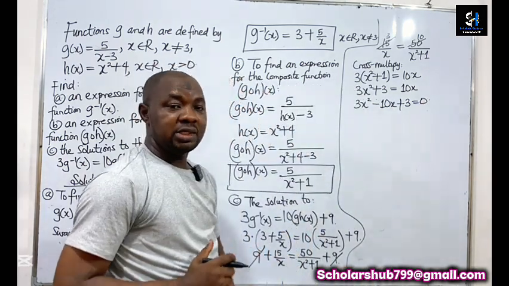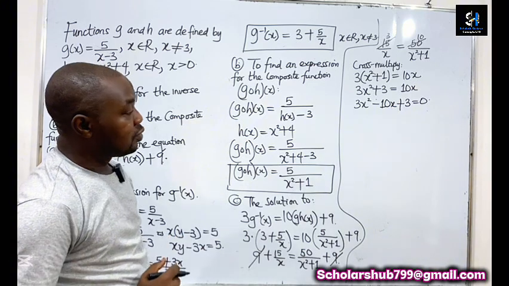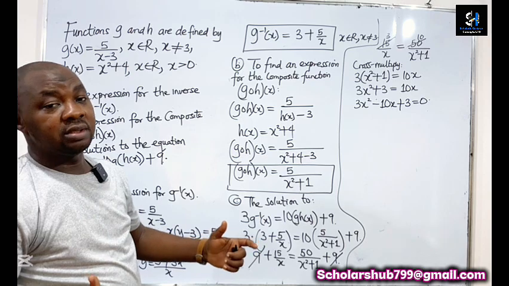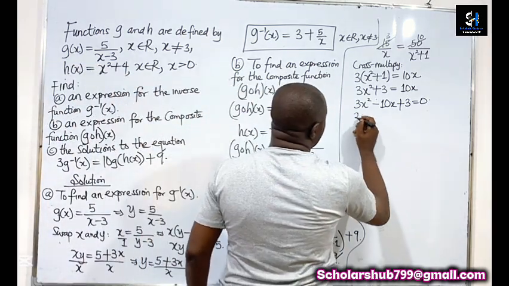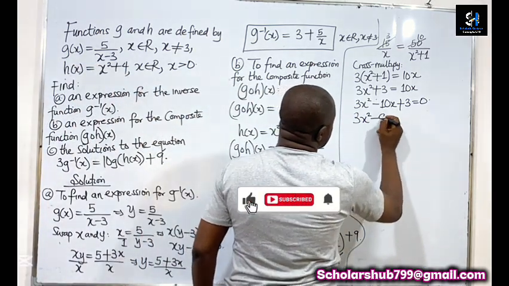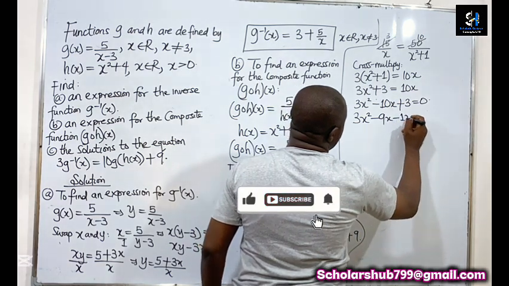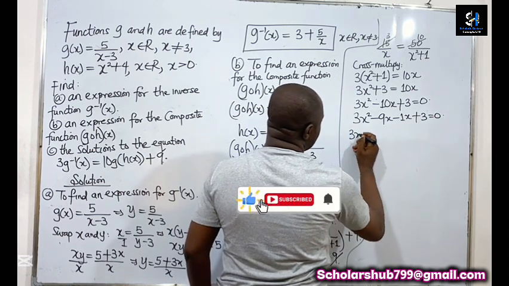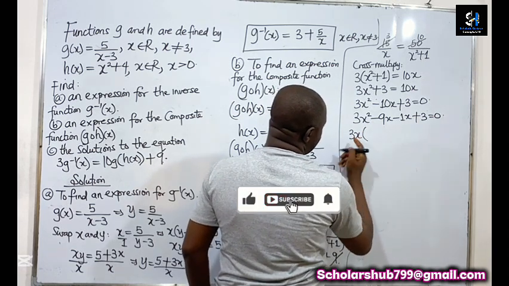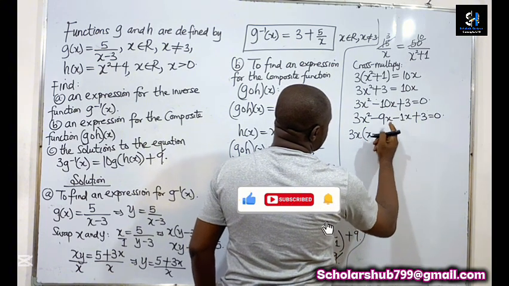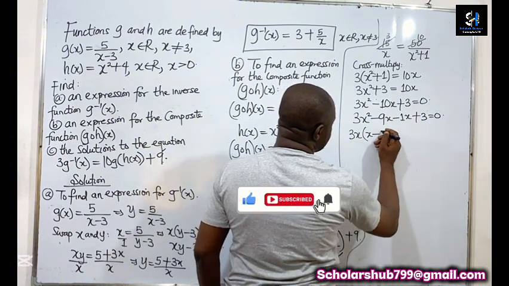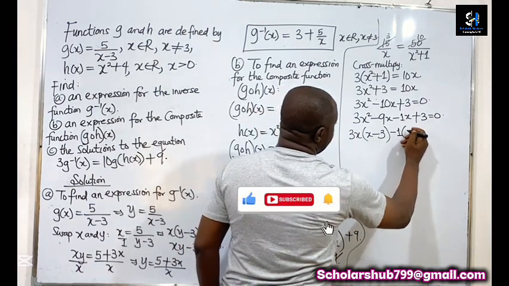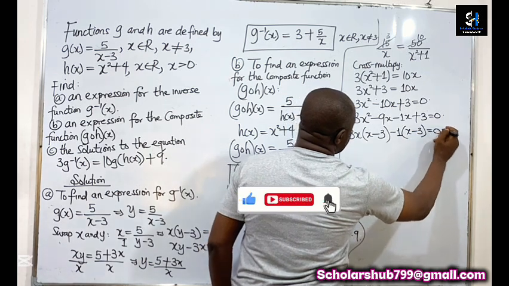So we have a quadratic equation. And to solve this quadratic equation, I'm going to use factorization by splitting the middle term. So 3x squared minus 9x minus 1x plus 3 equals 0. So this will be now 3x squared divided by 3x, that will be x. Minus 9x divided by 3x, this will be 3. Then negative 1 parenthesis x minus 3 equals 0.